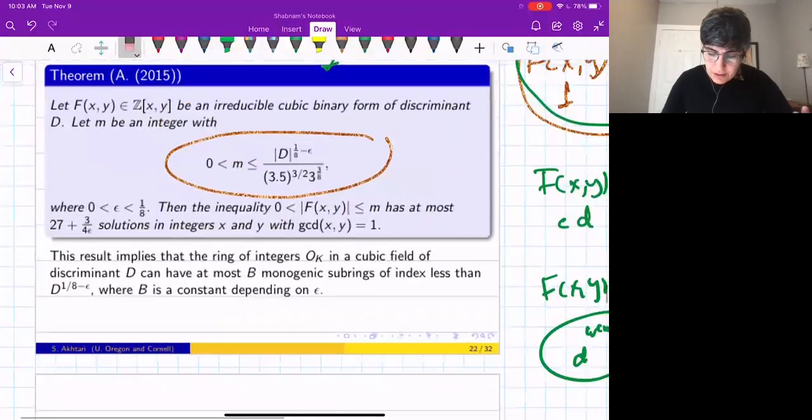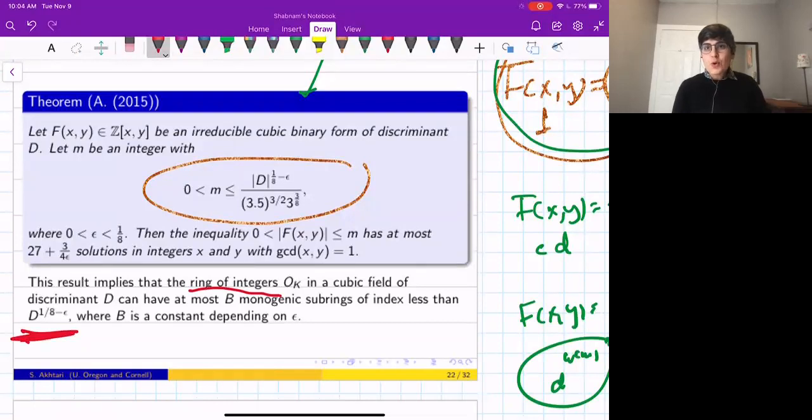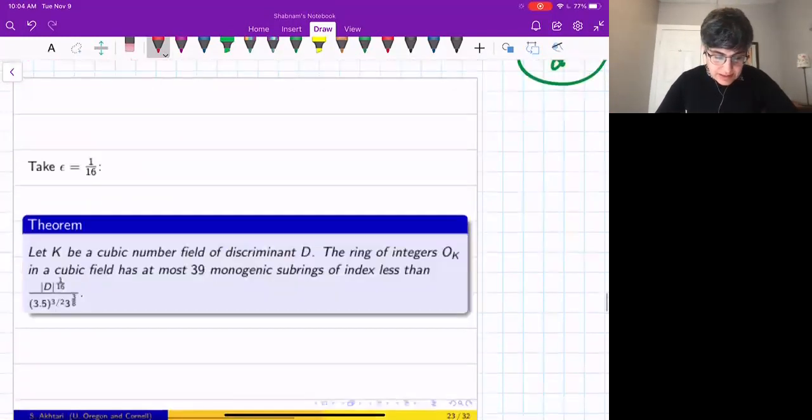gives us something about the monogenic rings, and that is that if you are in a ring of integers and your cubic number field has discriminant D, then you can count the number of monogenic subrings that have a small index. And those are of course finite, but with this theorem and these bounds, I can give a constant for how many subrings of a small index we have. So that was the nice thing.